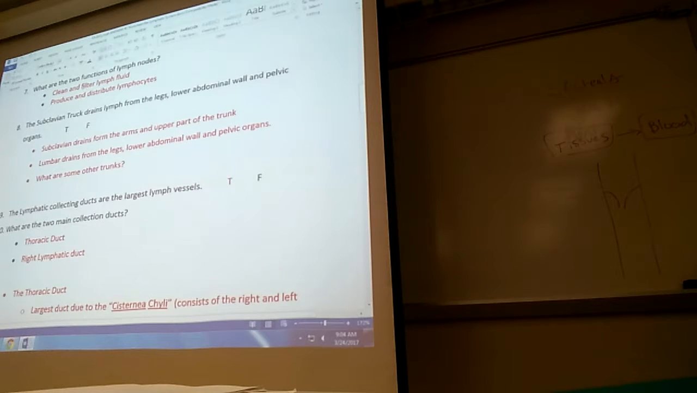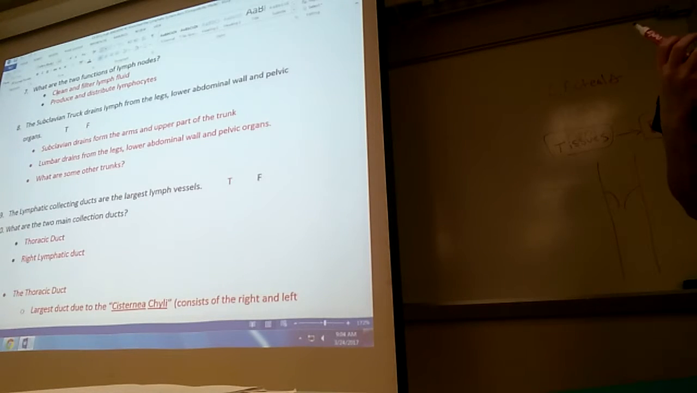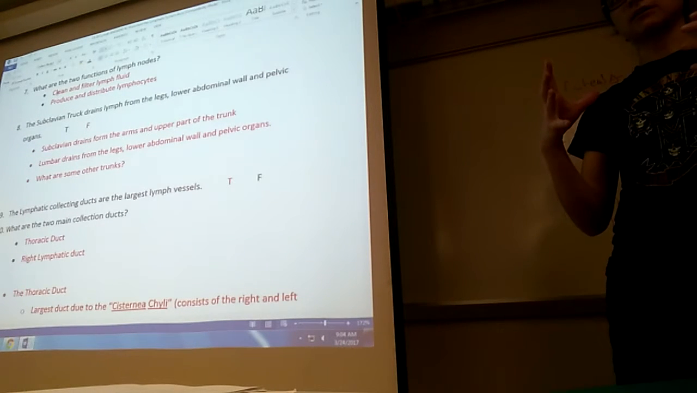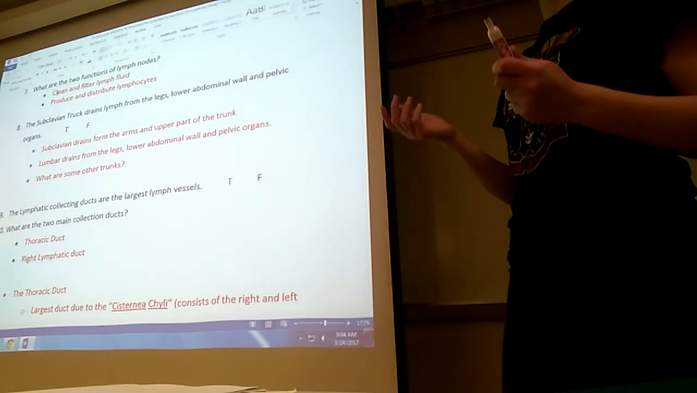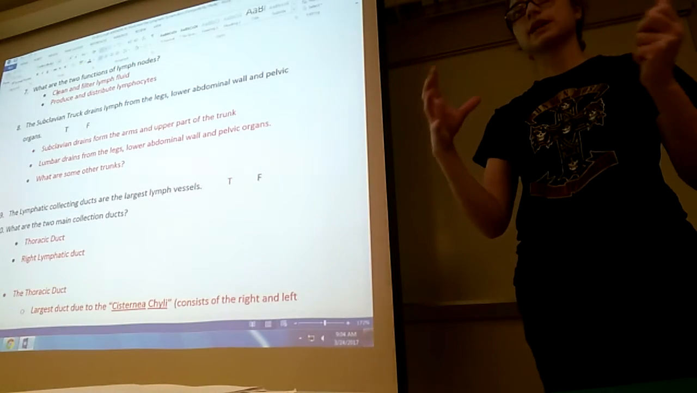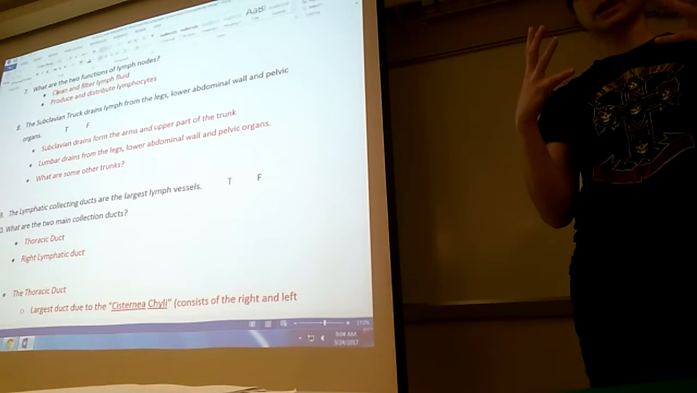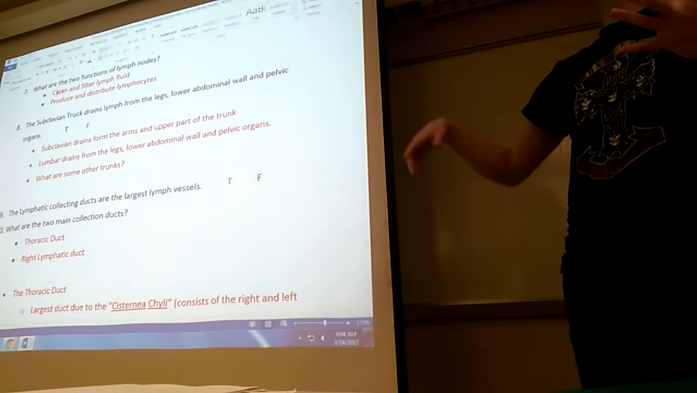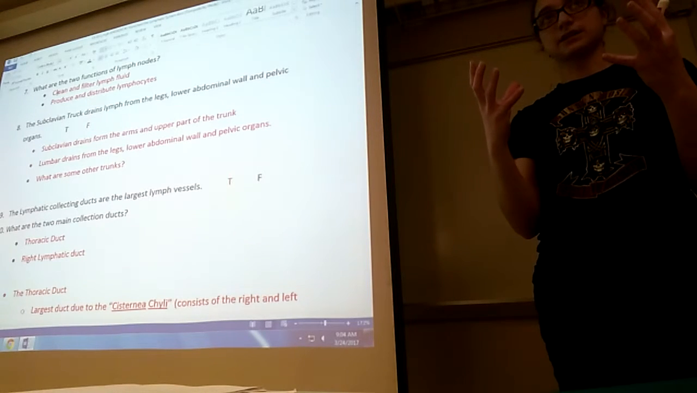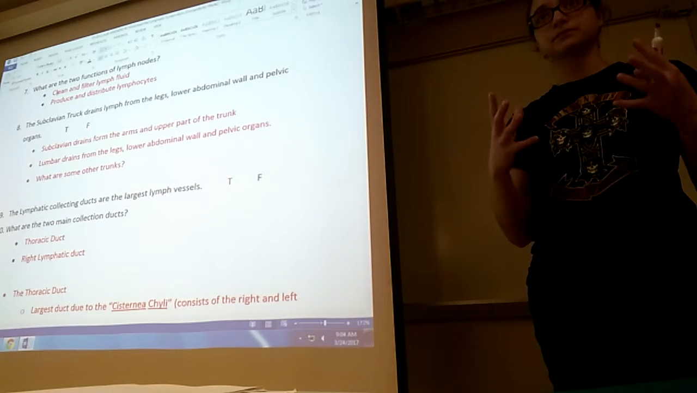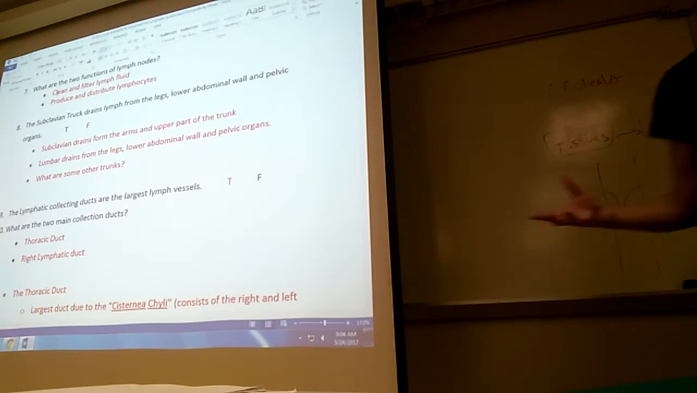Two functions of lymph nodes. They clean and filter lymph fluid. So they're just like the filters. And then they also produce lymphocytes. So when you get sick, what do your lymph nodes do? Swell. They swell, right? So swelling is like when they get bigger, right? They get bigger because there's more fluid, there's more cells that it's trying to filter out. So that's why it gets bigger. It produces and distributes lymphocytes. Basically, that's where lymphocytes, like your T cells and your B cells, are made. So if you're making a whole lot, it's going to swell up.